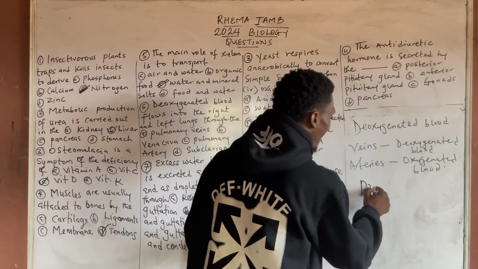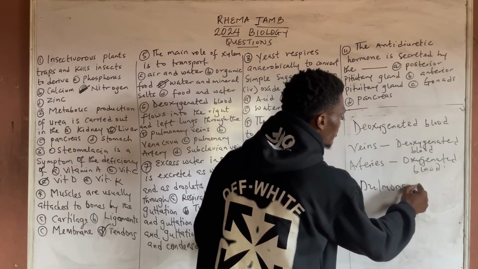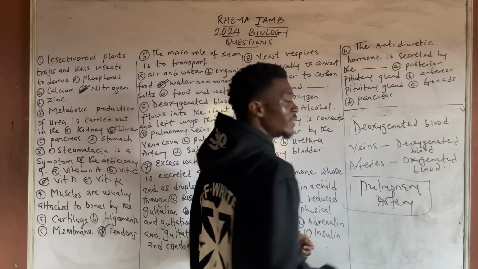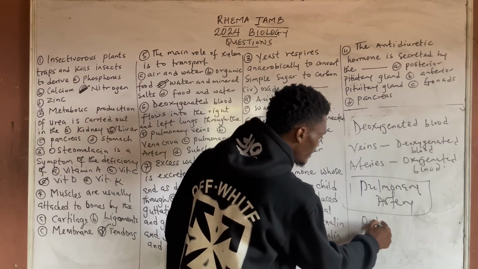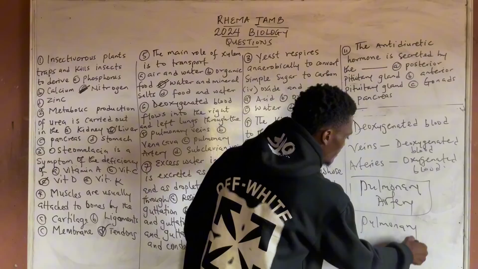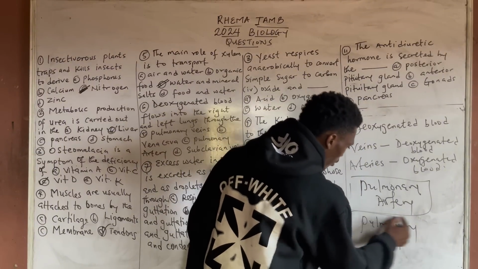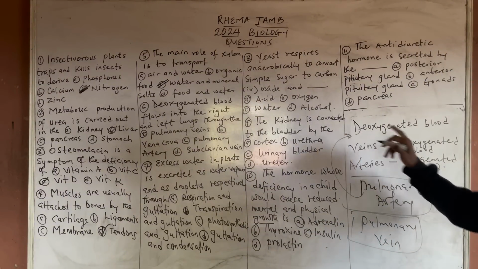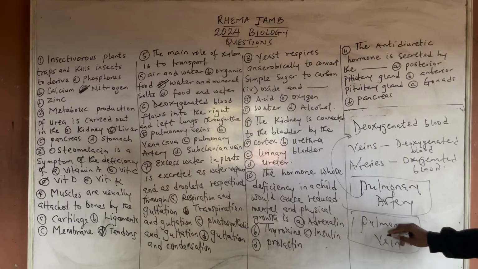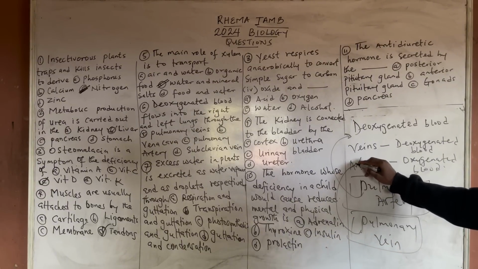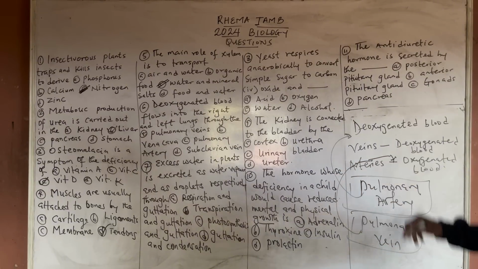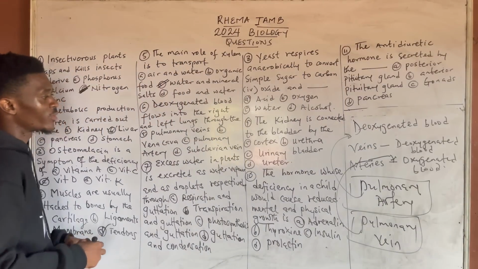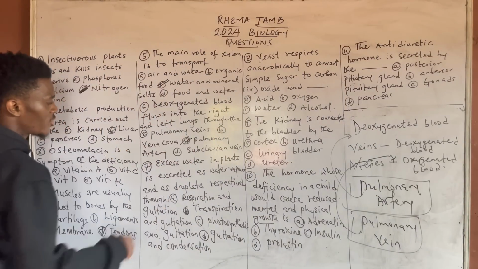Now, pulmonary artery is the only artery that carries deoxygenated blood. Then while pulmonary vein is the only vein that carries oxygenated blood. You get the point? So pulmonary artery carries deoxygenated, that's the only artery that carries that. Then while pulmonary vein carries what? Oxygenated blood. All right, so take cognizance of that. So it means the correct answer to this question is pulmonary artery.